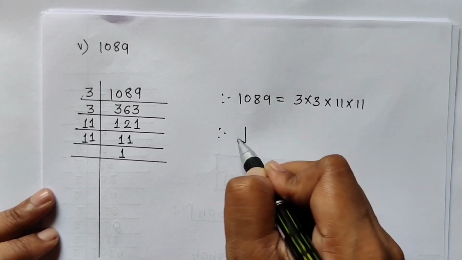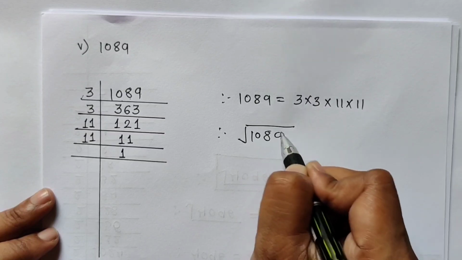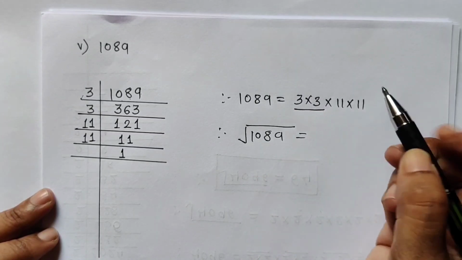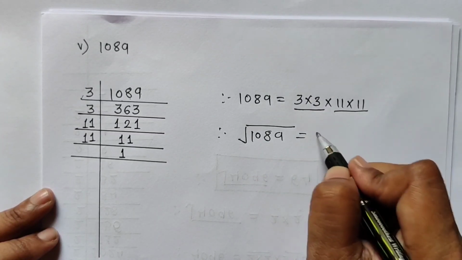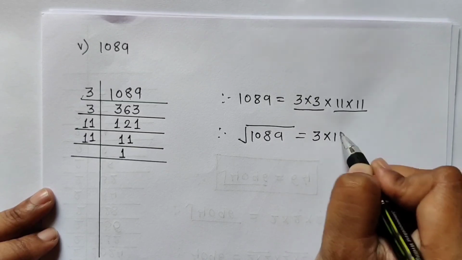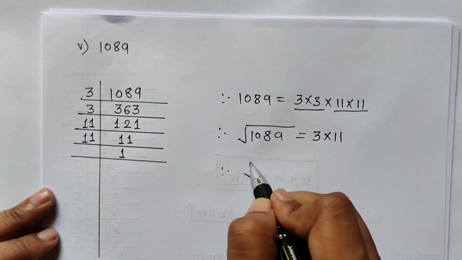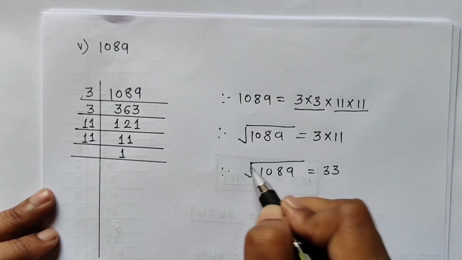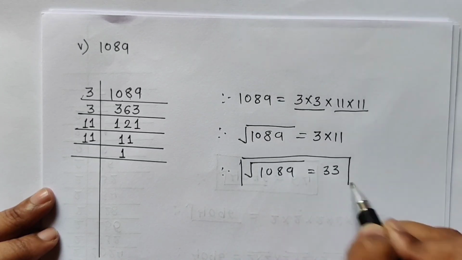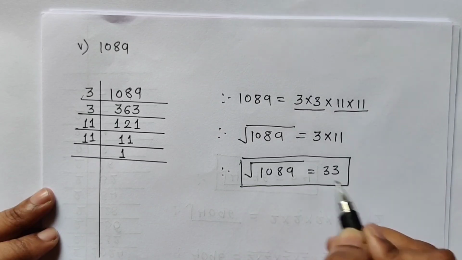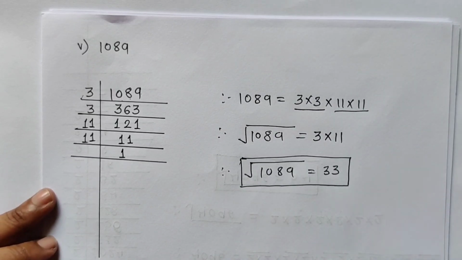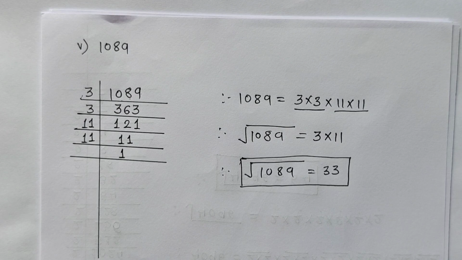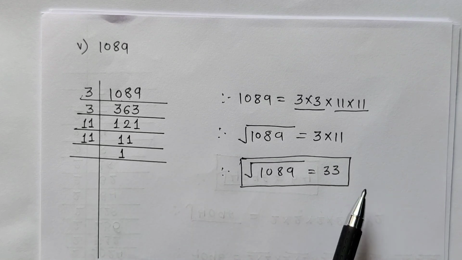Now write the square root symbol. 1089 is equal to, we are getting 3 pair 1 time, 11's pair 1 time, so 3 into 11, and therefore square root of 1089 is equal to 33. So in this way try to solve most of the sums and find out the square root. Take any number and try to find out the square root of the numbers by applying the factorization method.